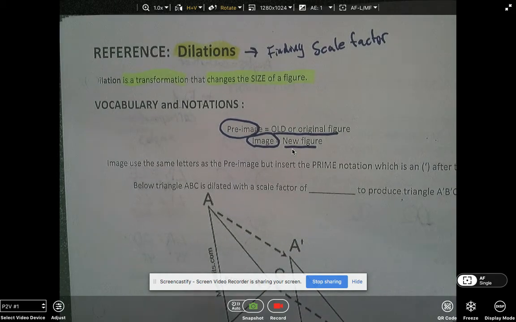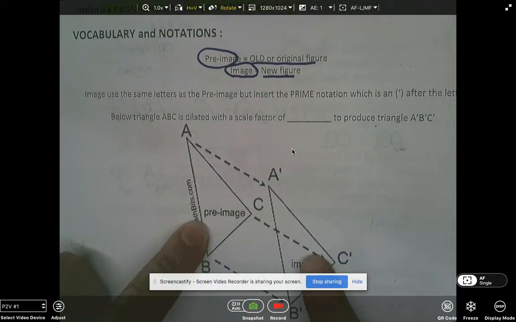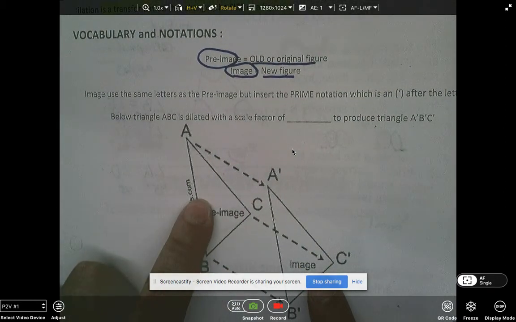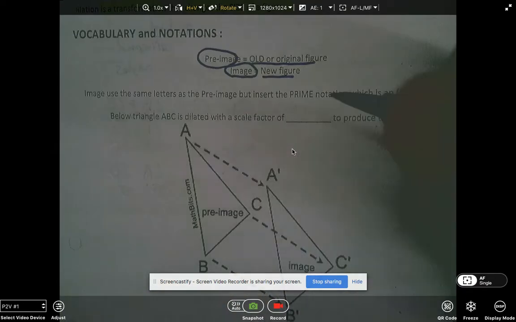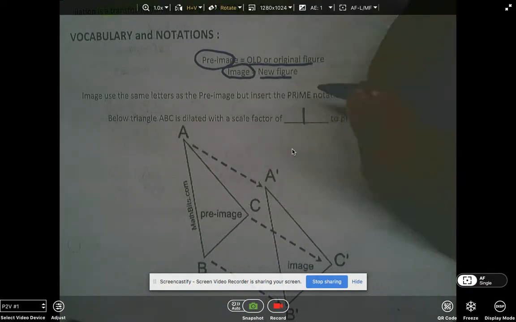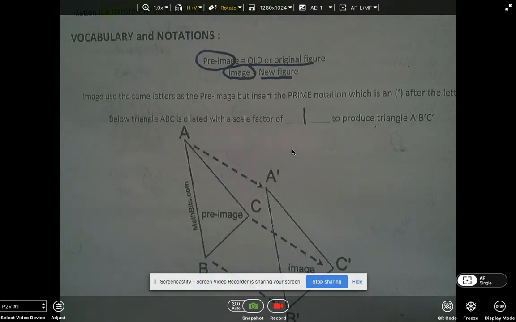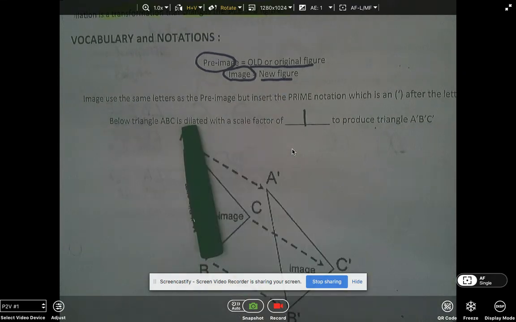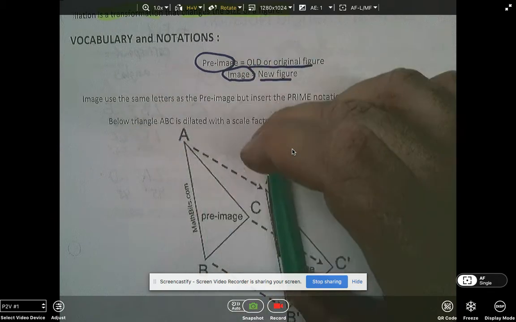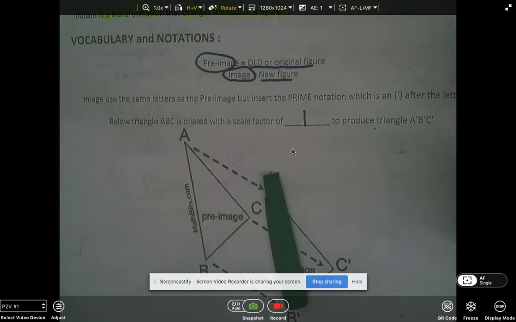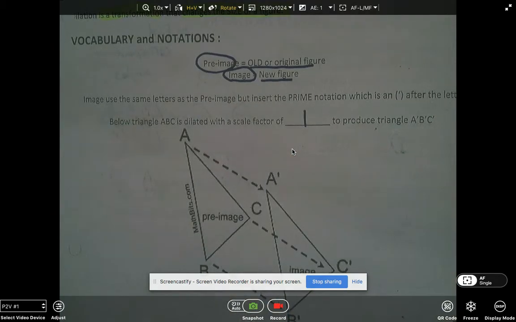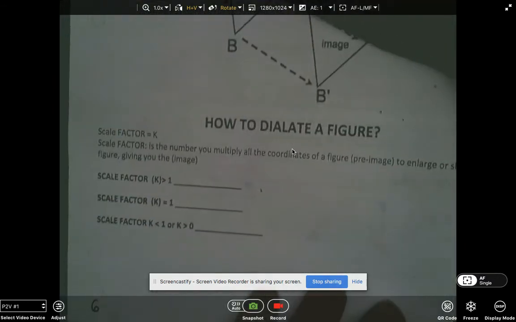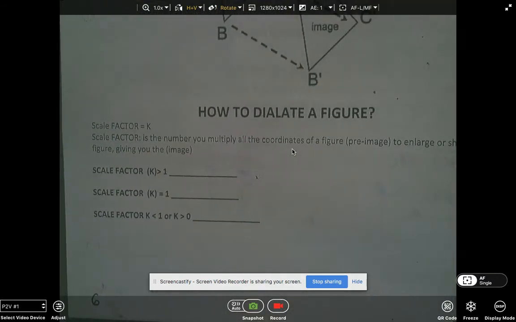Can anyone tell me, looking at the two figures here, what do you think the scale factor is? Yeah, I would say a scale factor of 1. They stayed the same. From here to here, if I took a pen cap, it looks like it's about the same size to there. So it doesn't change size in this example. How to dilate a figure, we'll do after our quiz.